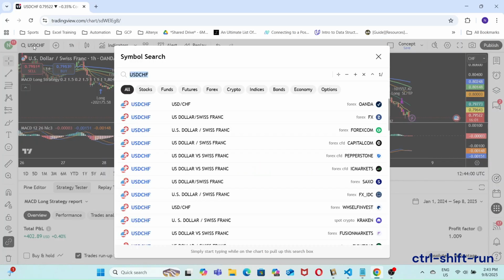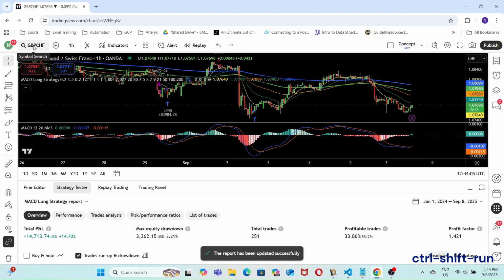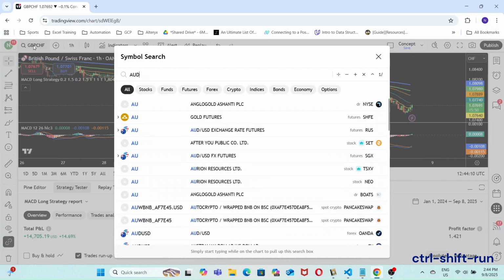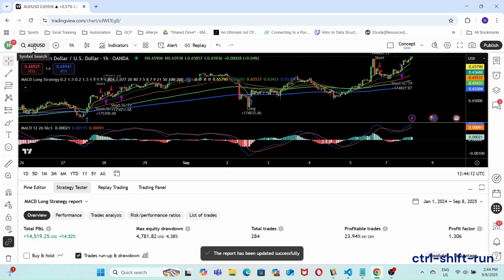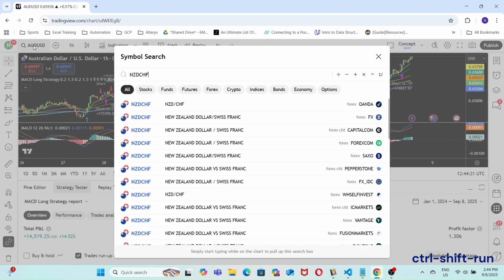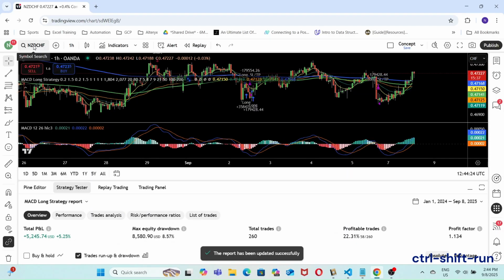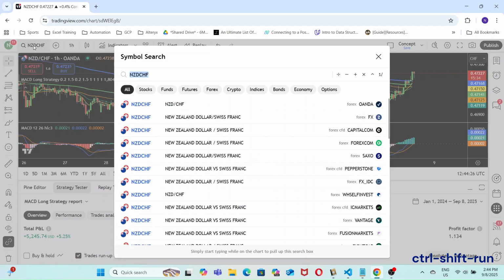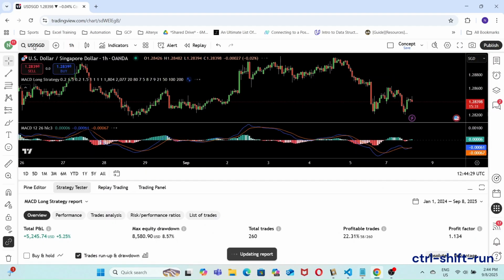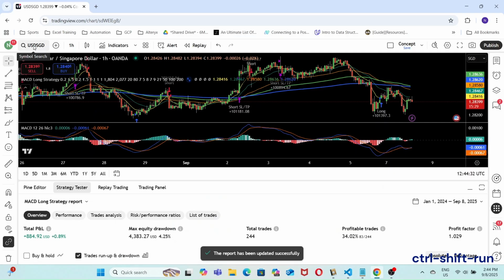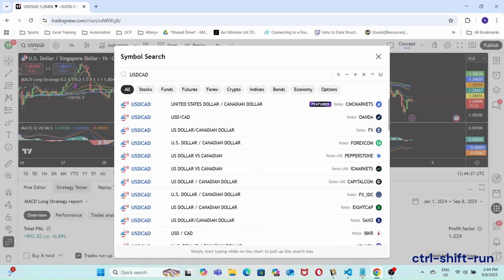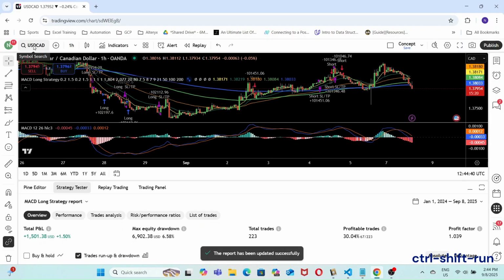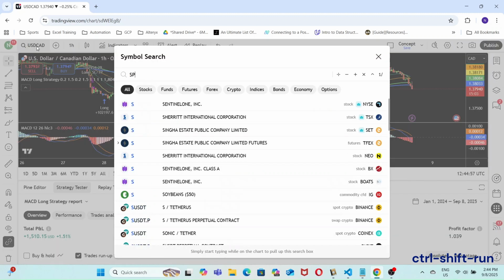Let's switch to the pound against the Swissy. Again, it is profitable. Switching over to the Aussie. Again, it is profitable with a decent profit factor that overcomes the win rate. Switching to the Kiwi against the Swissy. Also profitable. Profitable again for a more exotic pair like the USD against the Singapore dollar. Likewise, for the Canadian dollar pair. So that's pretty much about it for Forex.